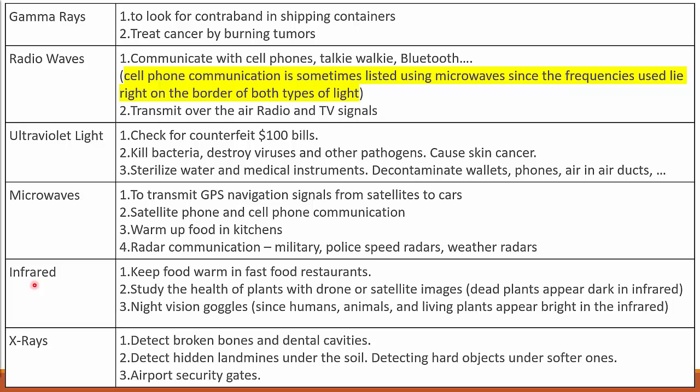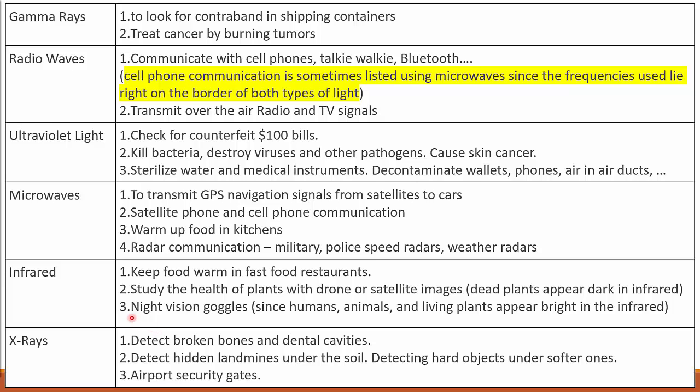Infrared light. We use it to keep food warm in fast food restaurants. We use it to study the health of plants with drone and satellite imagery, what we call remote sensing. Dead plants appear dark in infrared images. So if you have an image of a large field, let's say of wheat, and you find an area that looks dark, that will tell you there is a problem in that area and you have to go and work on fixing that.